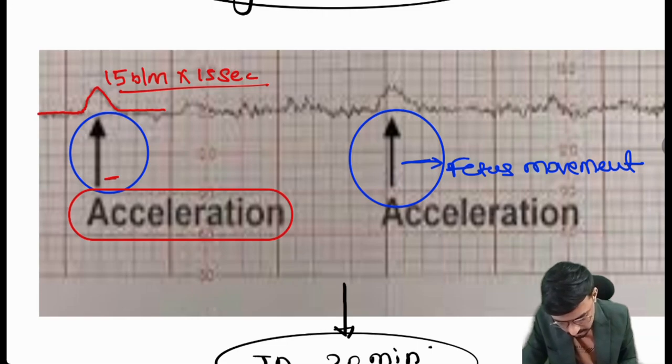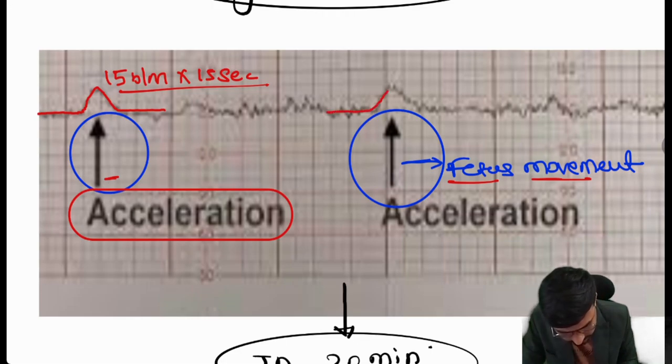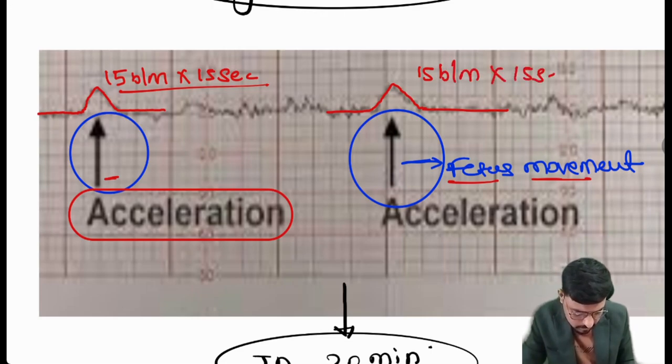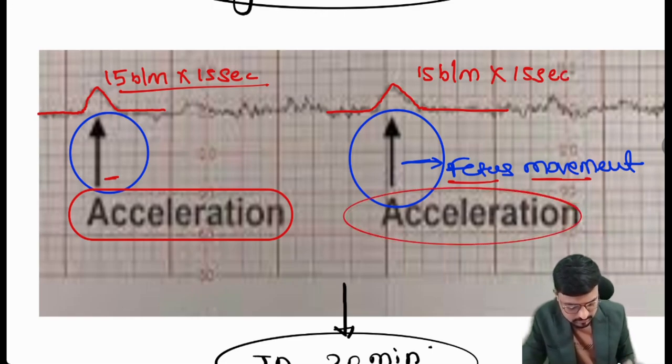Similarly, we can look here. Again there is fetal movement, and at the same time the fetal heart rate is increased. When the fetal movement stops, the fetal heart rate again comes back to the same range. Again the fetal heart rate is increased 15 beats per minute for 15 seconds, so again we call this an acceleration. I hope you understood this.